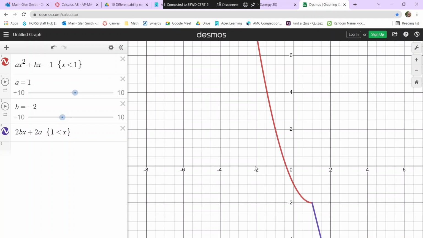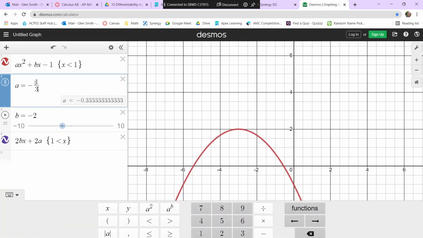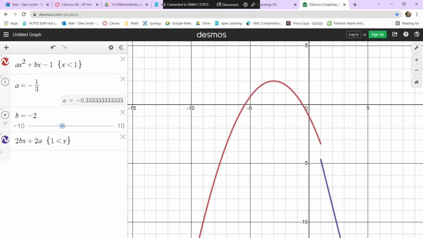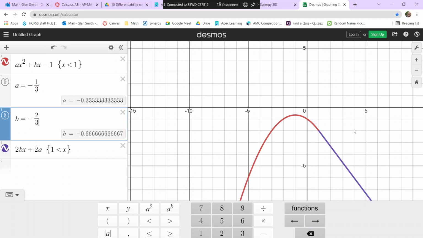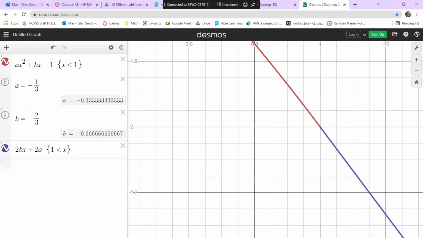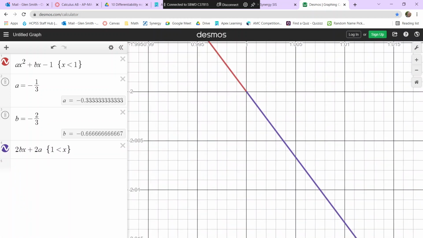Not to ruin all the fun, if I let a equal -1/3, look at this picture. See how they don't meet? But once I make b -2/3, oh my gosh, they meet. I know, right? And when I zoom in on it, oh, it looks like a line. Very crazy.